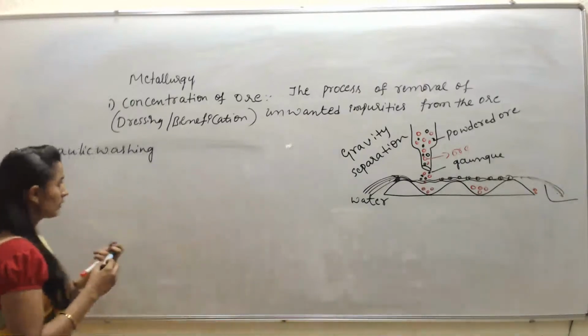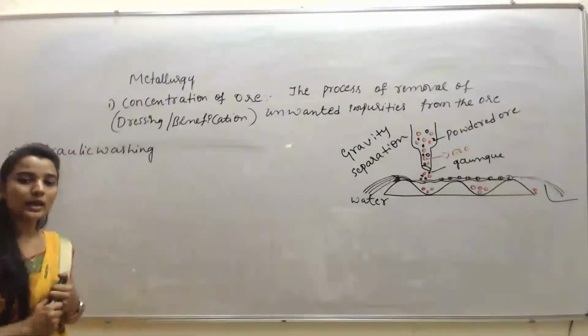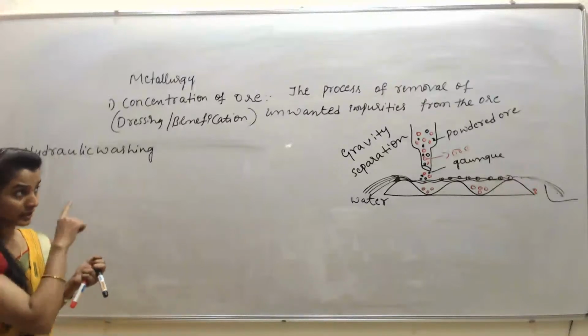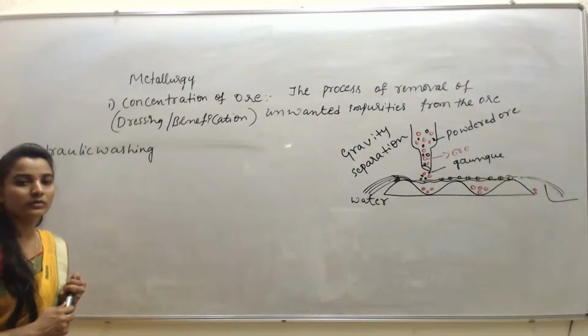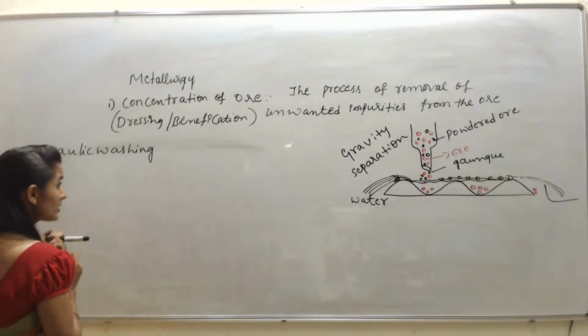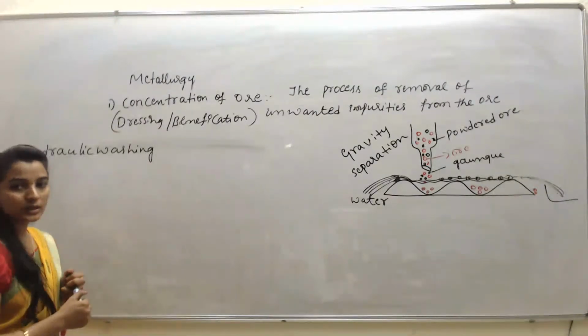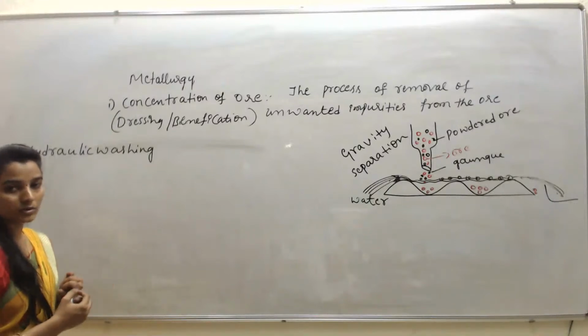For this, they didn't ask any diagram in the examination. This is important for 2 marks. All the 4 techniques are important for 2 and 3 marks. So they ask: what is the principle of hydraulic washing? What is the process? Okay.